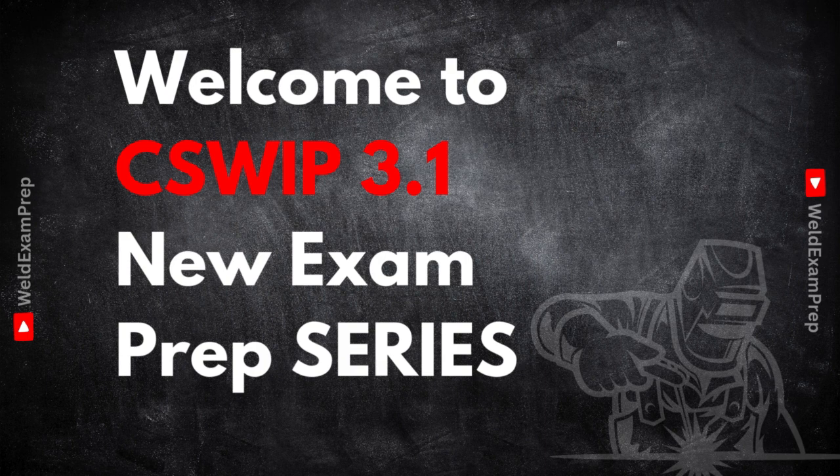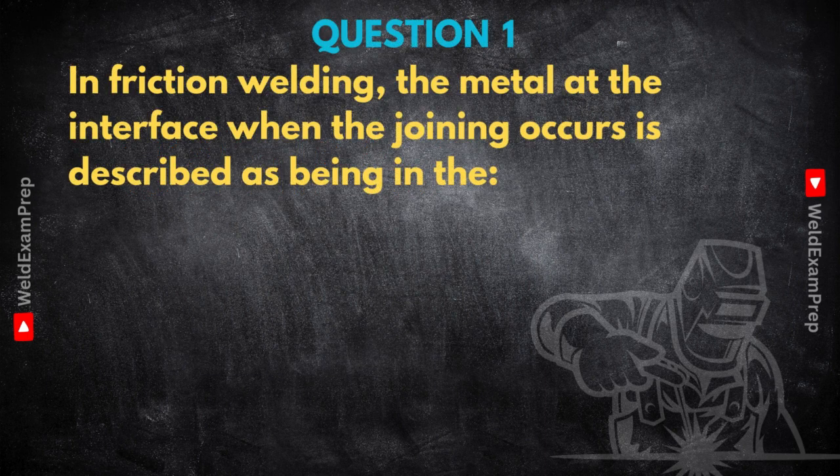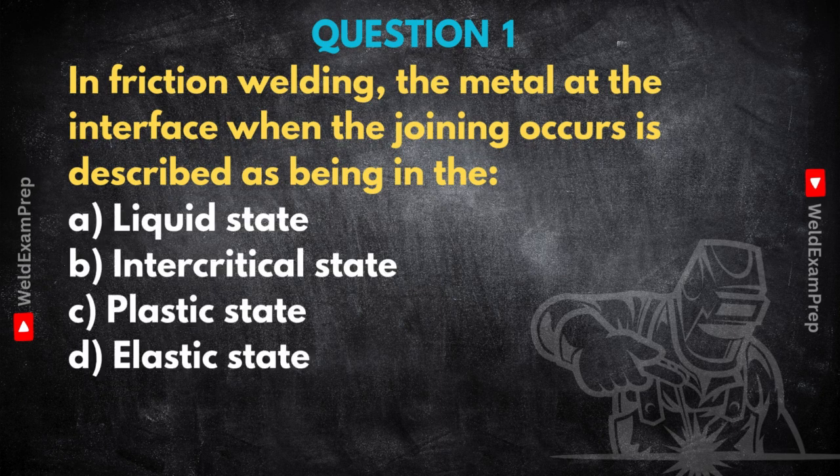All right, first question. This takes us into friction welding. Listen up. In friction welding, the metal at the interface when the joining occurs is described as being in the what? And your options are A, liquid state, B, intercritical state, C, plastic state, D, elastic state. Have a quick think. Okay, got your answer. The correct answer is C, plastic state.